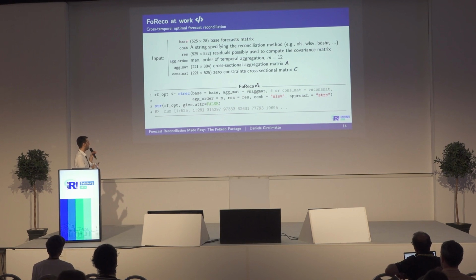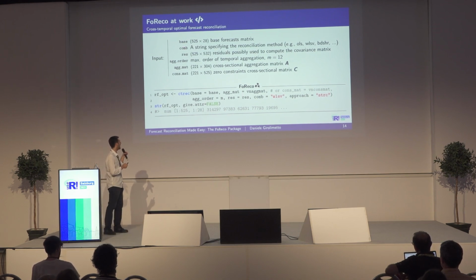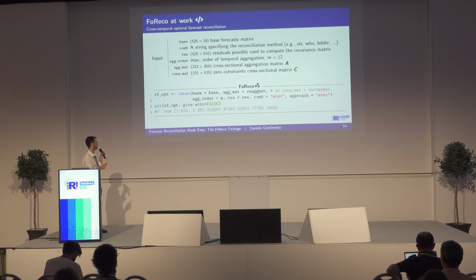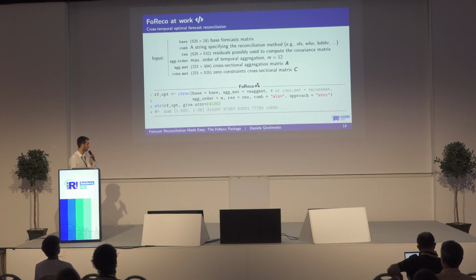So in this case, our base forecast, as I told you before, is a matrix where the row represents the cross-sectional and the column the temporal. And then we have also the comp parameter, the residuals, and here we can choose if you want to give to the cross-sectional aspect the aggregation matrix or the constraint matrix, always cross-sectional. And for the temporal part, we can give the maximum aggregation order. As you can see here, the function is very easy to understand, cross-temporal reconciliation. And the output is in the same format of the input.